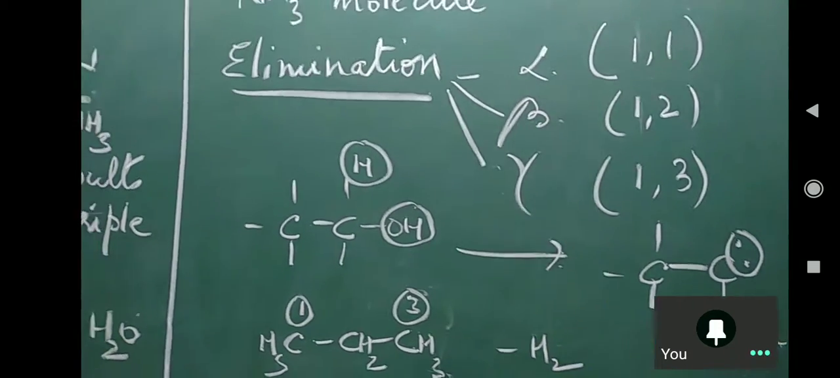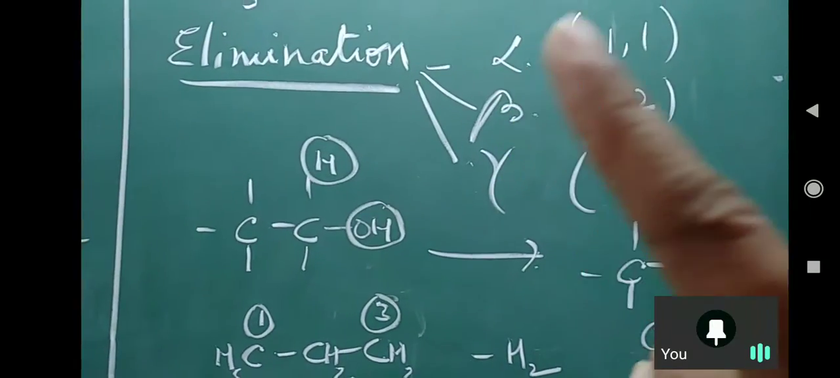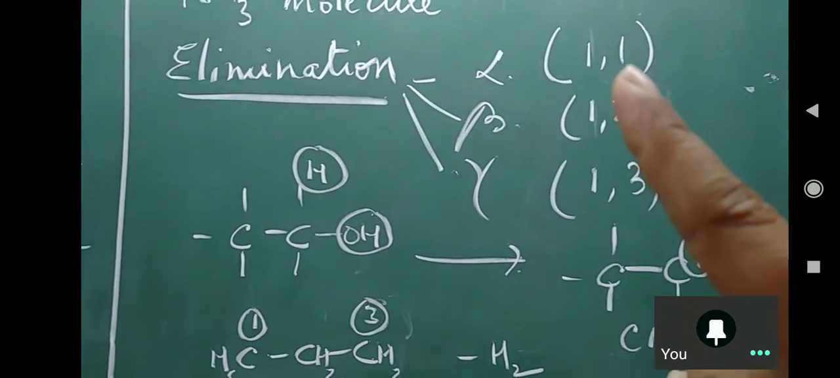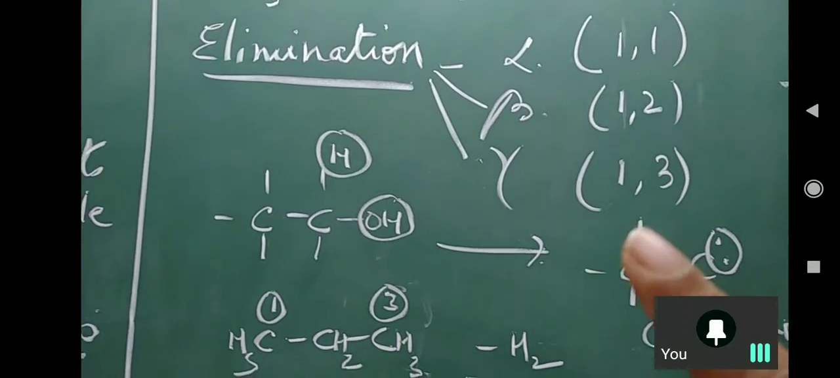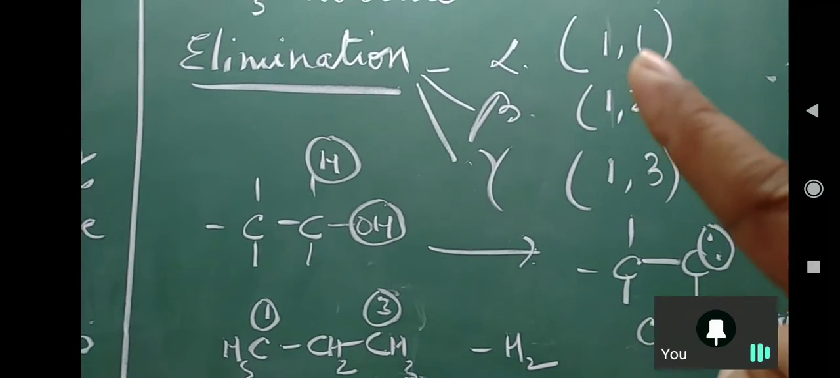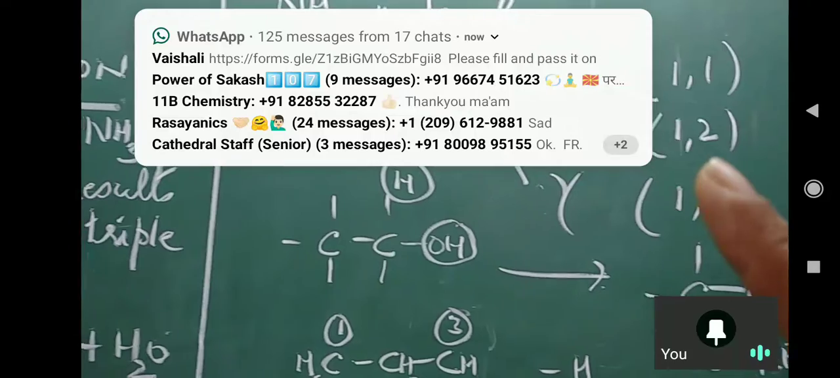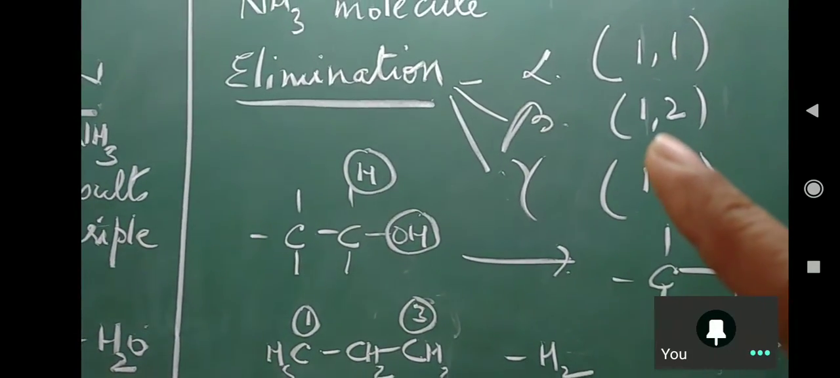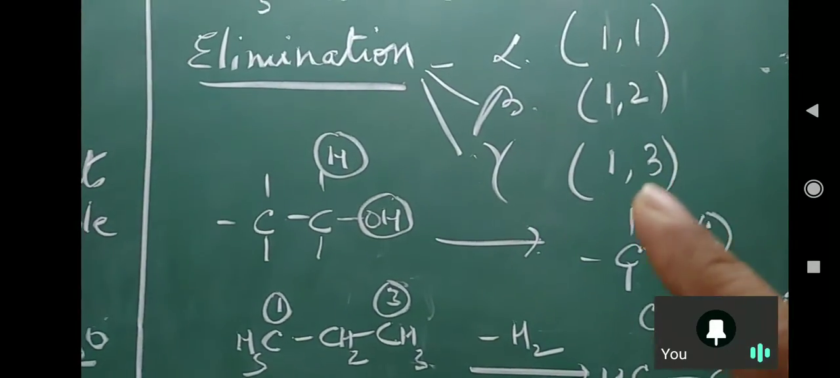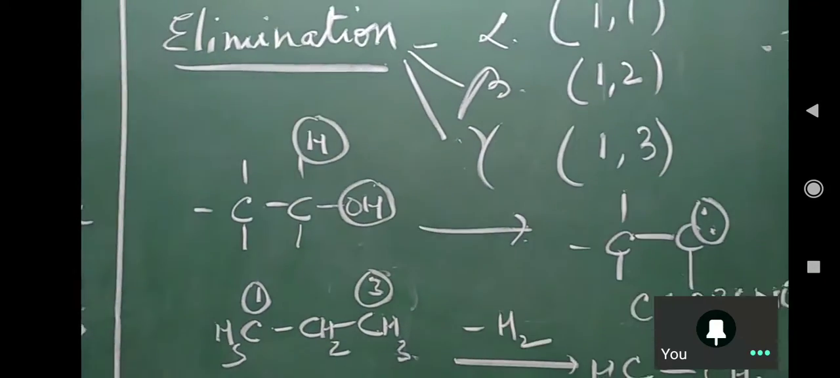Okay. What is this now? Alpha is known as 1 and 1. If two atoms are eliminated from the same carbon atom, it is known as alpha. If they are eliminated from the neighboring atoms, then it is known as beta. And 1 and 3 carbon atoms, then it is known as gamma. Okay.